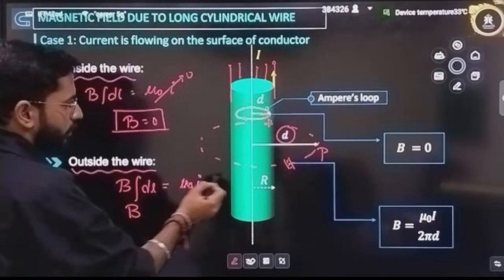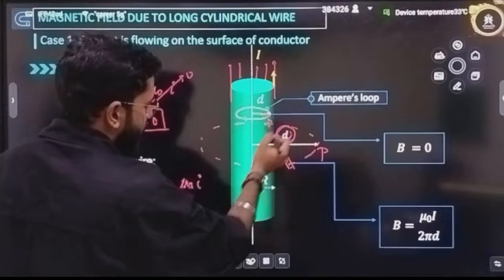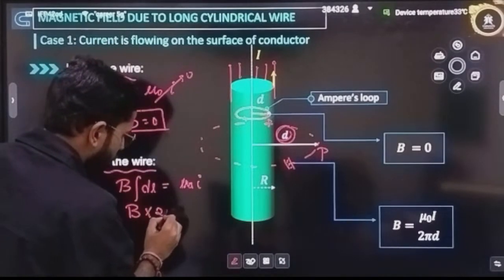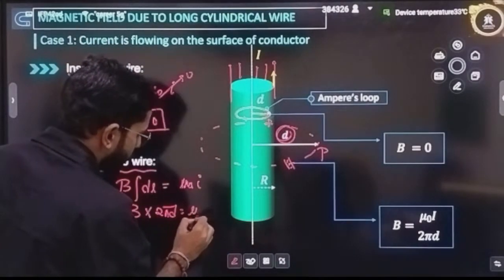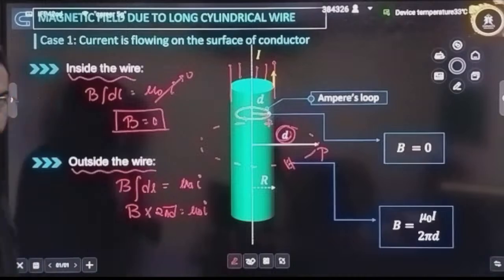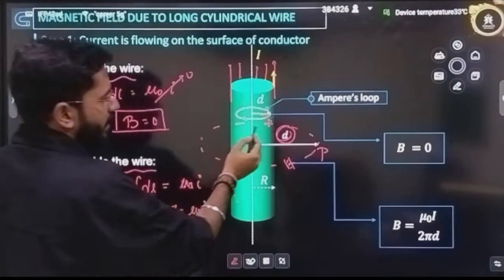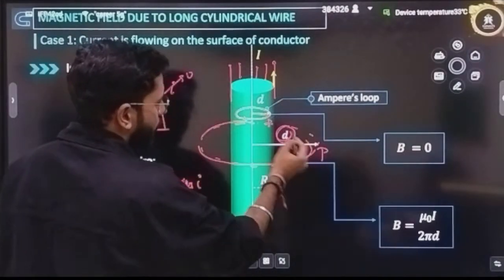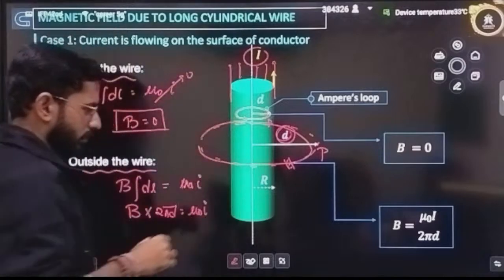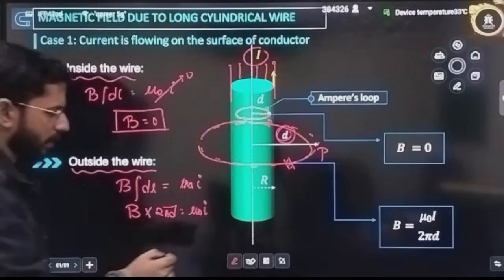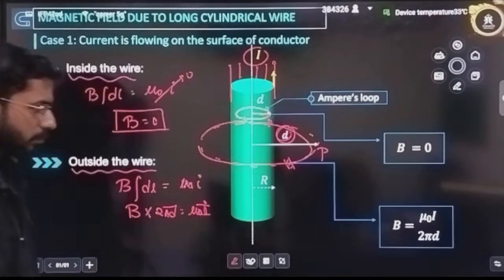Now tell me, what will be the integration of this dl vector? The radius is d, so the integration gives 2 pi d, equal to mu naught into I. Mu naught into I, because that is the net current coming inside. The total current flowing can be represented as capital I, no problem.